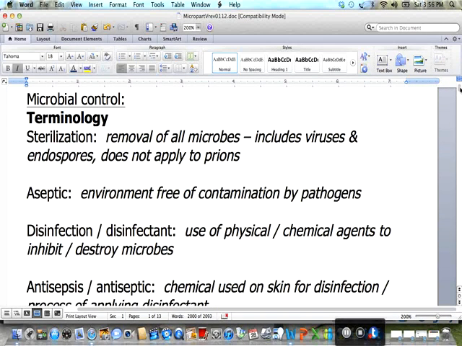Aseptic is an environment free of contamination by pathogens. Disinfection, or use of disinfectant, is the use of physical or chemical agents to inhibit or destroy microbes. An antiseptic, or the process of asepsis, is the use of chemicals on the skin for disinfection.